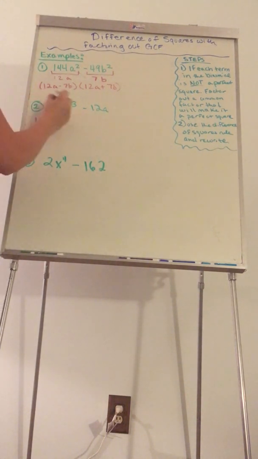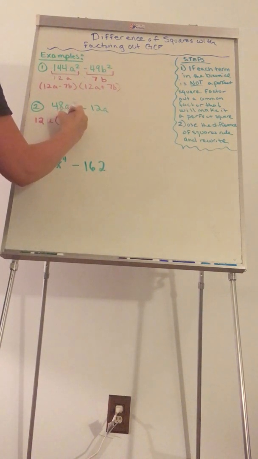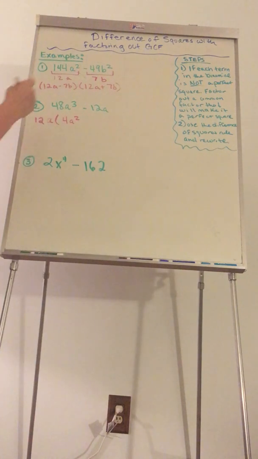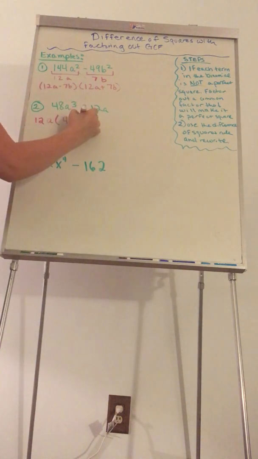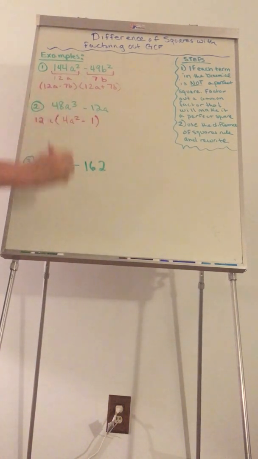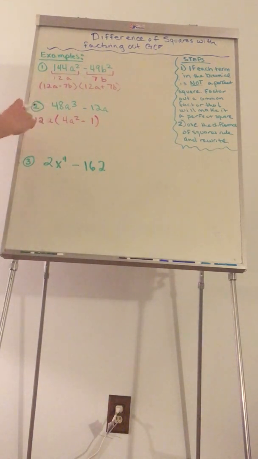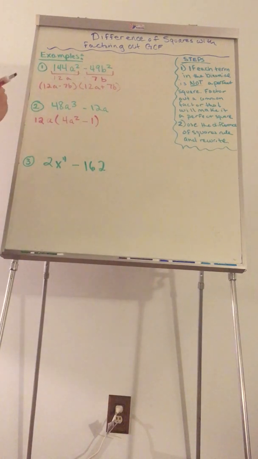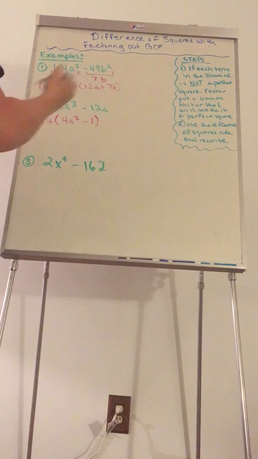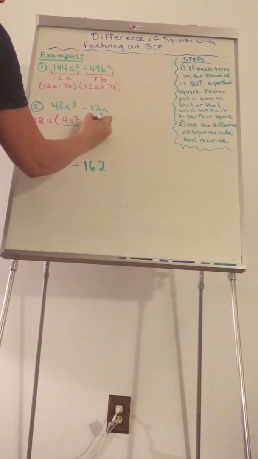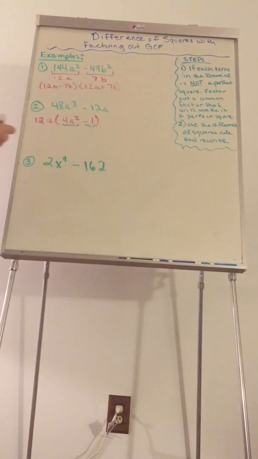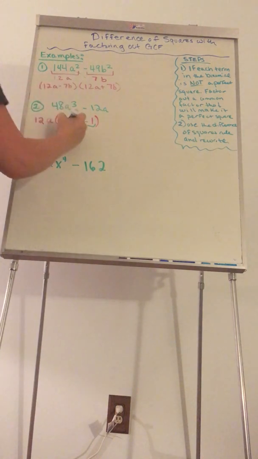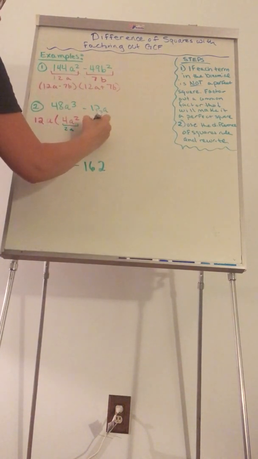So 12 goes into 48 4 times. I'm left with a squared, because a goes into a cubed. I'm left with 4a squared minus 1. Now I have my 12a here that I factor out, and then the second part is a perfect difference of squares. Both of these things are perfect squares. The square root of 4a squared is 2a. The square root of 1 is 1.